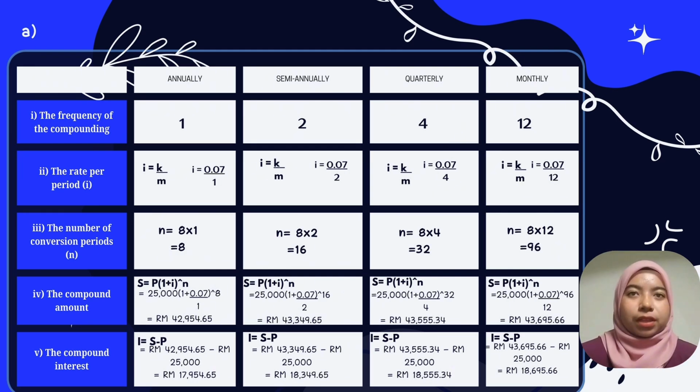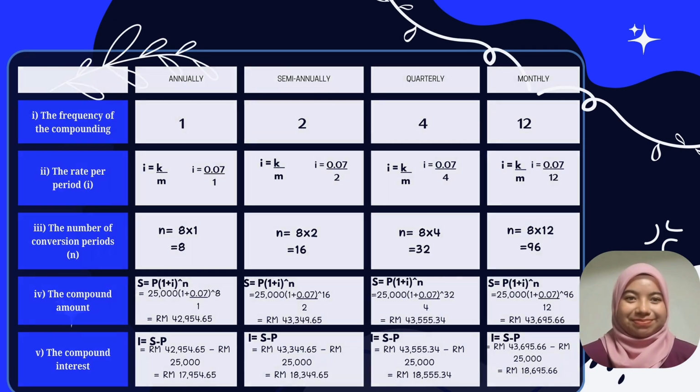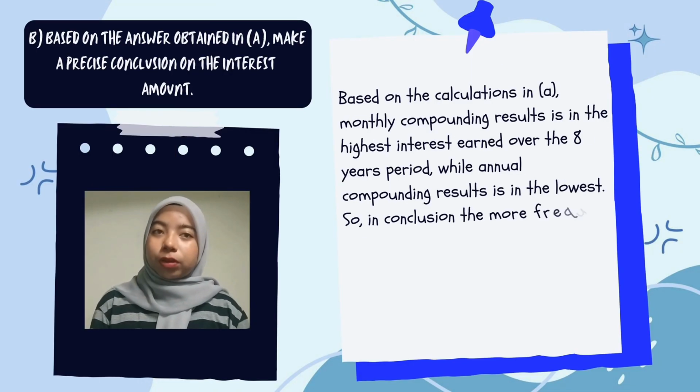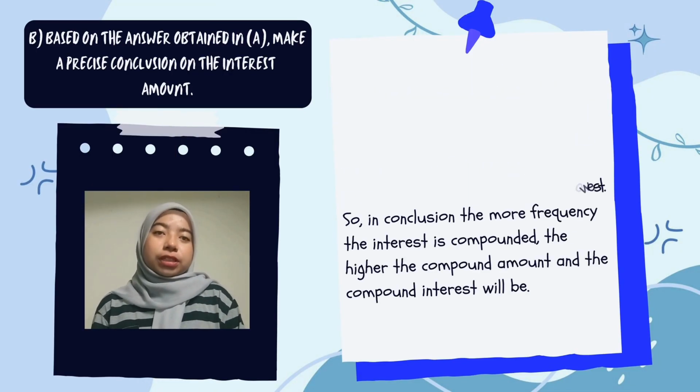For the monthly, the compound amount S equal to P(1 + I)^N, and we get 43,695 ringgit and 66 cents. The compound interest I equal to S minus P, and we get 18,695 ringgit and 66 cents. In conclusion, the more frequently the interest is compounded, the higher the compound amount and the compound interest will be.